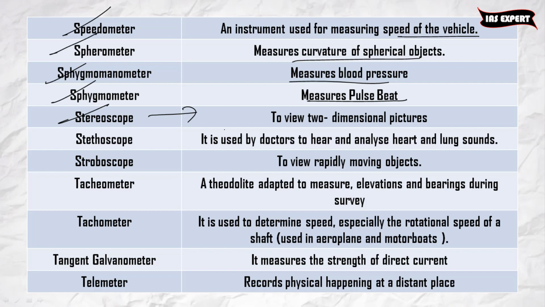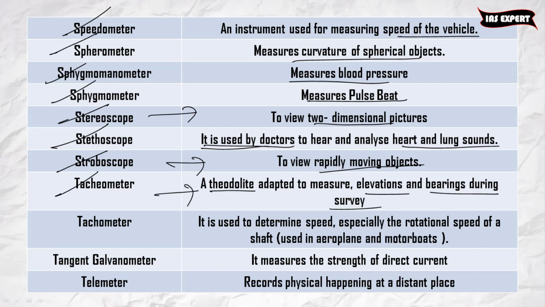Stereoscope, the instrument which is used to view two-dimensional pictures. Stethoscope, it is used by doctors to hear and analyze heart and lung sounds. Stroboscope, the instrument which is used to view rapidly moving objects. Tacheometer, a theodolite adapted to measure elevations and bearings during survey. Tachometer, it is used to determine speed, especially the rotational speed of shaft, used in aeroplanes and motorboats.